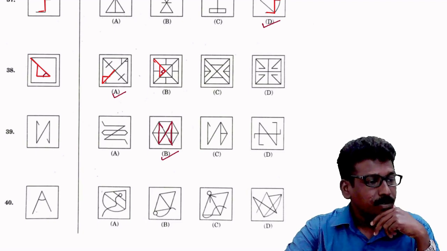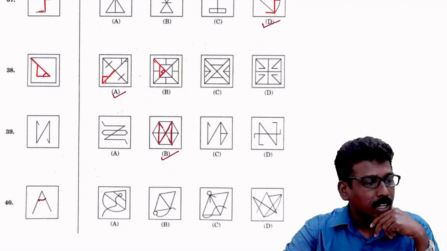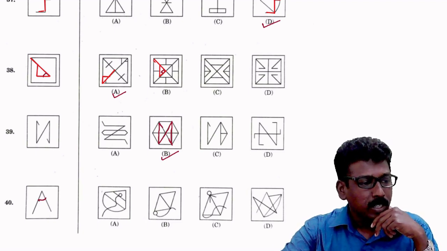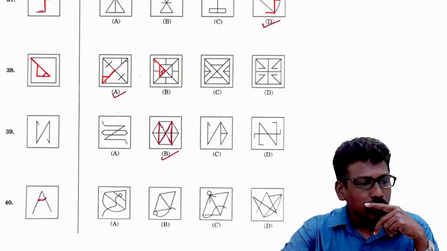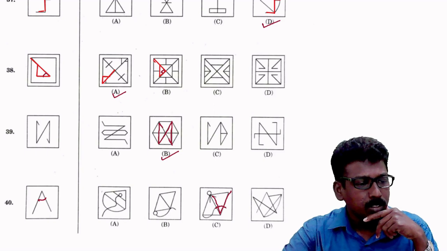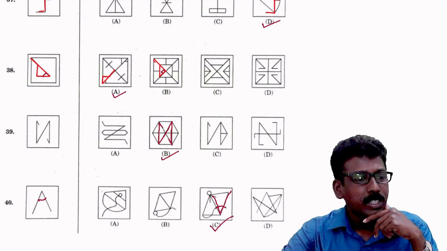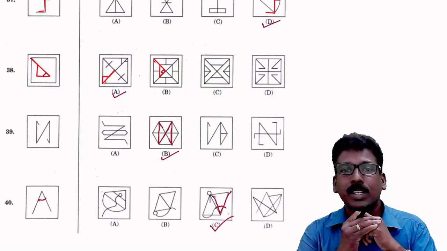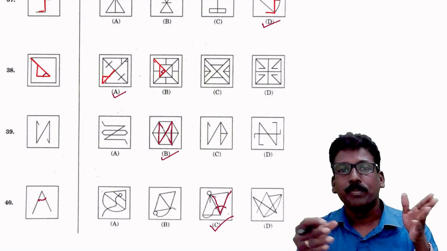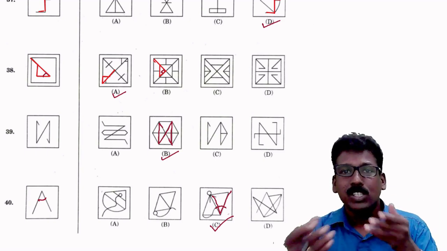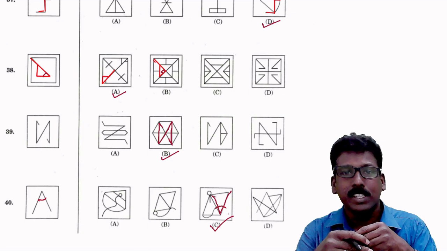Here in 40, an angle and one mark is there. So yes, here you can see in 6 the angle has that mark. So C will be the correct answer. In this way you can solve all the questions. It is very interesting and easy.